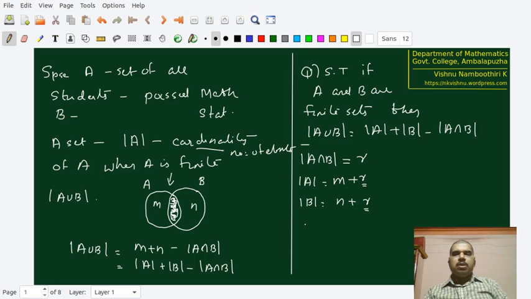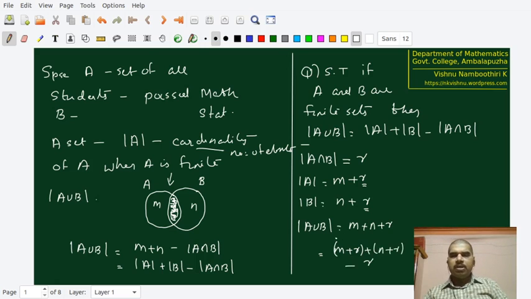Therefore, the cardinality of A union B, we know now, is nothing but m plus n plus r. We know that this is m plus n plus r because r is coming twice. Therefore, we need not count it twice. We need to count it only once. Therefore, this is nothing but m plus n plus r. But m plus n plus r is nothing but m plus r plus n plus r minus r.